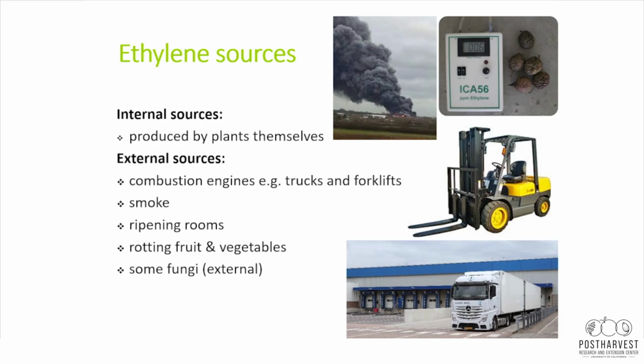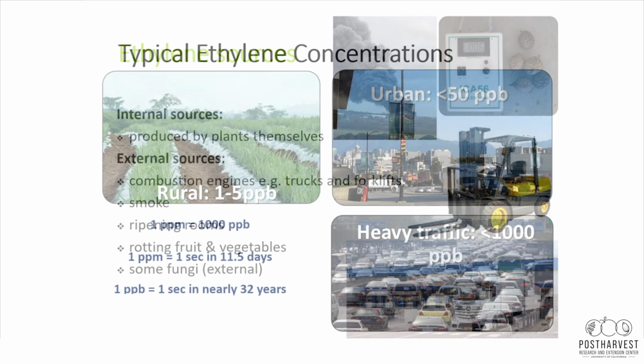External sources could be combustion engines like trucks and forklifts, smoke of any type, ripening rooms that have leaks or are not well sealed, rotting fruit and vegetables on the side of, for example, a ripening room, as well as fungi, external fungi on fruit.